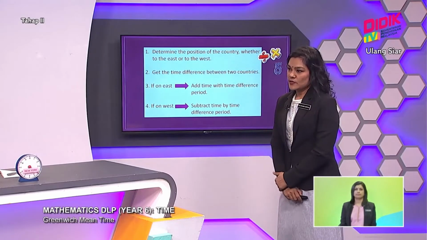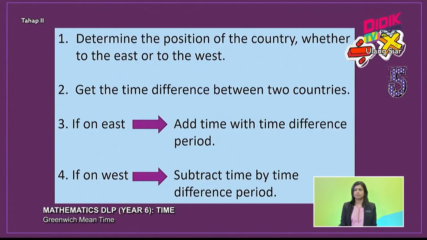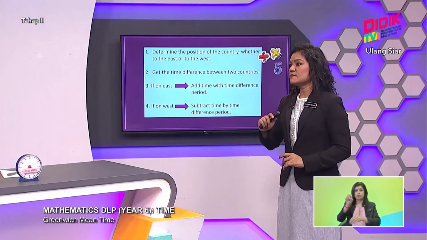These are the smart notes to determine the position. First step, you have to determine the position of the country, whether it is to the east or to the west. Second, get the time difference between the two countries. Remember, only two countries will be given. Sometimes the time difference is given in the question. If not, you have to find the time difference. To get the time difference, just minus.